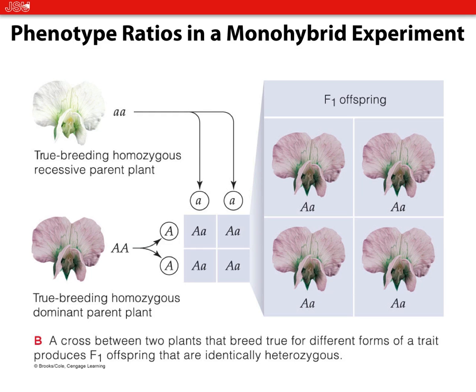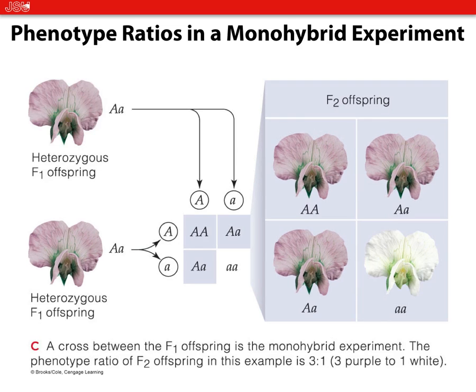Now this is a monohybrid cross that Mendel did. Okay, we're crossing a homozygous dominant and a homozygous recessive. What happens? All the progeny are heterozygous. All progeny are heterozygous, meaning they have a big A and a little a. They have two alleles, a dominant and recessive.